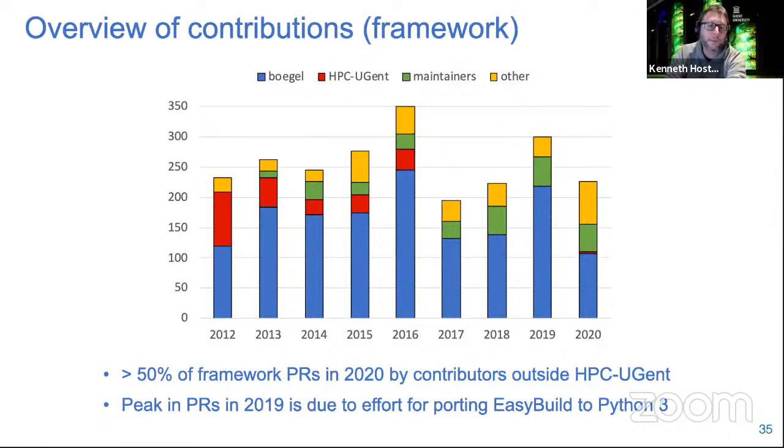And you see a kind of peak here in 2019. That's mostly because of the effort that we put into porting EasyBuild to Python 3. So that's why there were significantly more pull requests compared to previous years and compared to last year.